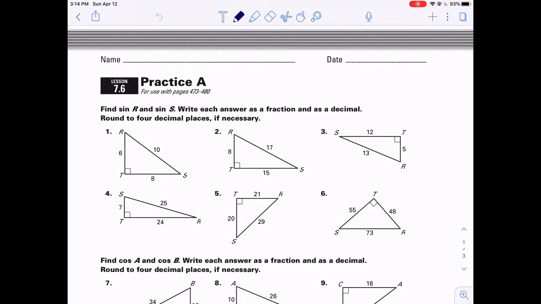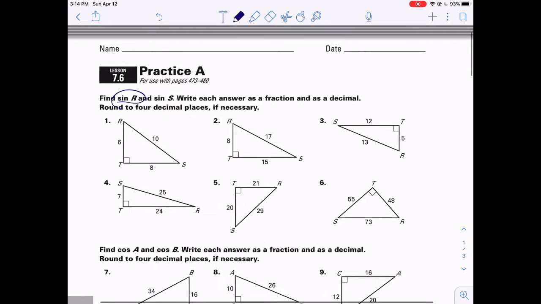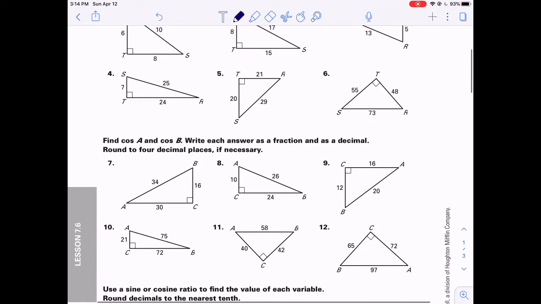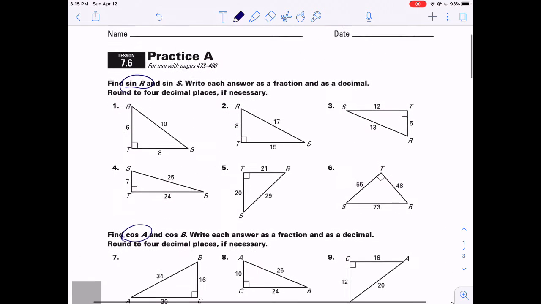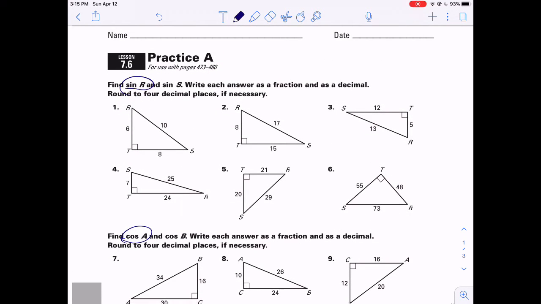So the first one, we'll do sine of r on 2 of these. And down here, we'll try some cosine of a. Just find the actual angles. So we'll find 2 of each for a total of 4. All right, so again, the rule is always circle your angle, the reference angle that you're working with. Here's r. They say sine of r, so I'm circling that angle.